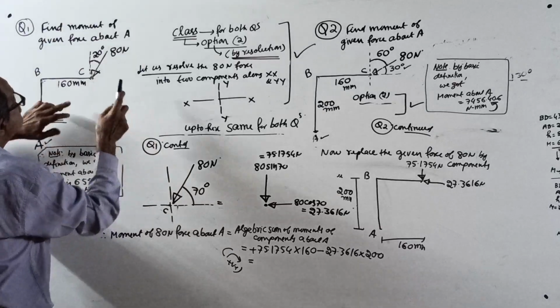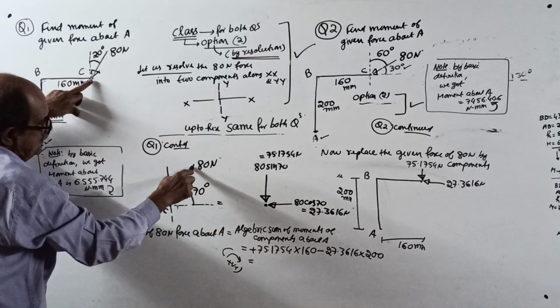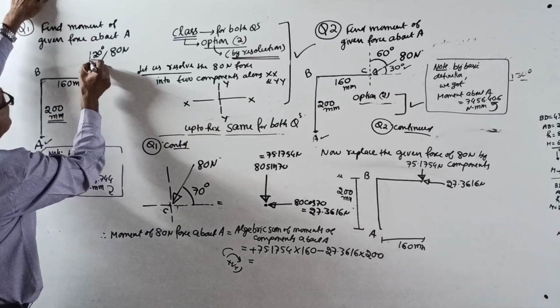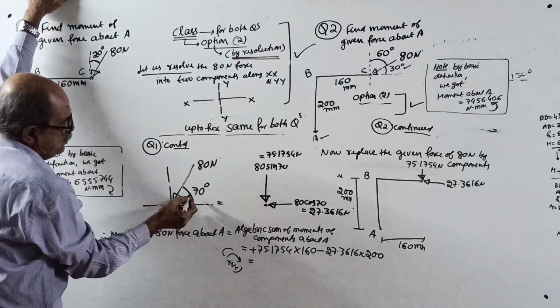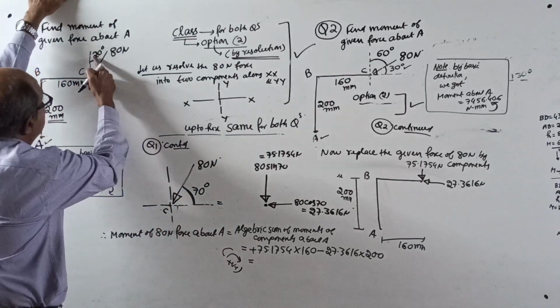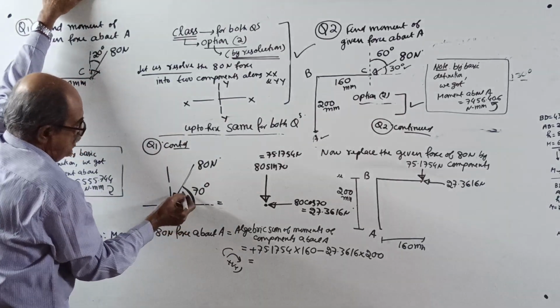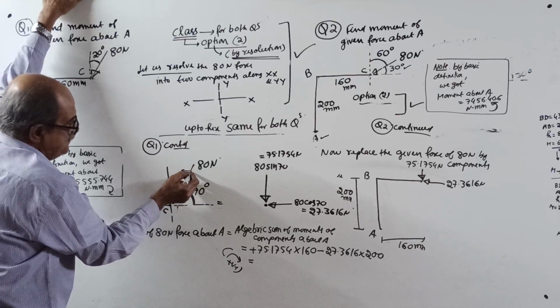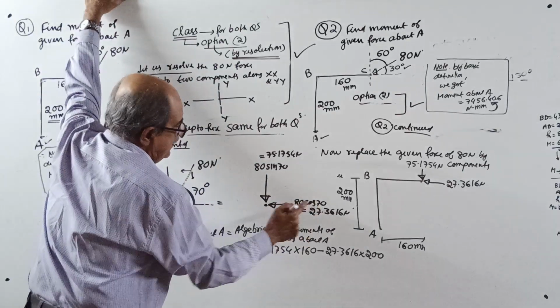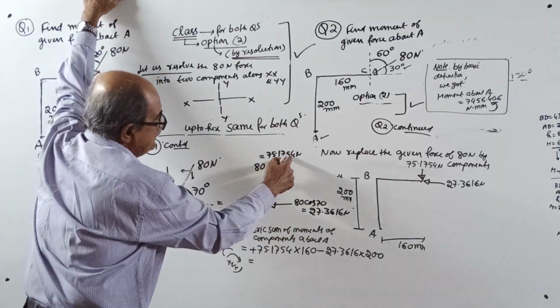Question 1 continued. The 80 Newton force here is passing through point C. They told 70 degree with vertical, but I told you 1000 times earlier, take with horizontal, 70. 20 with vertical, 70 with horizontal. So, components are like this. This component is 80 cos 70. This component is 80 sin 70.